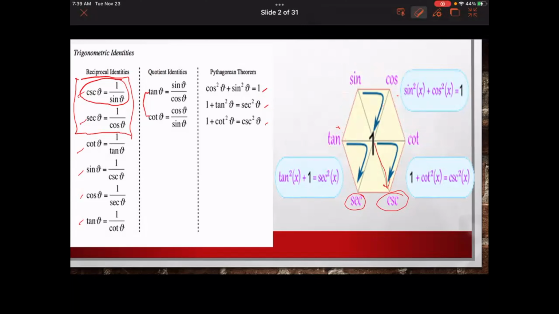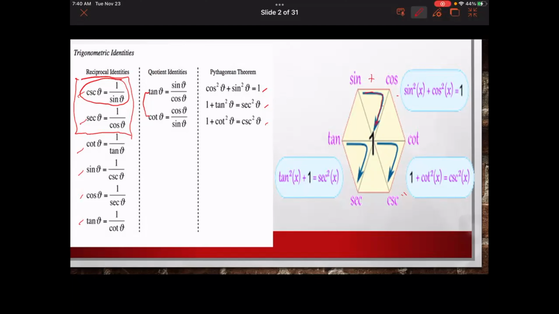Next is the Pythagorean. For the Pythagorean theorem, meron ka ditong cosine squared plus sine squared. Pag ganito siya, ito yung arrow. Mayroon ka dito ng sine squared plus cosine squared is equal to 1. Ganyan yung arrow, susundan.